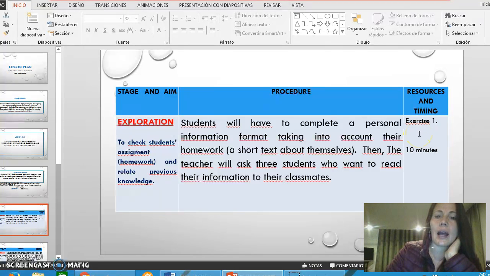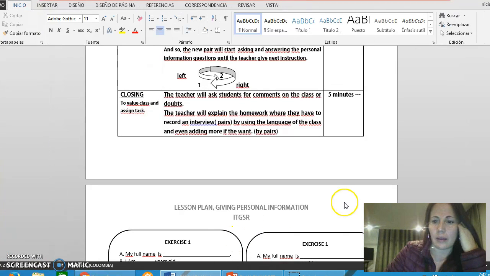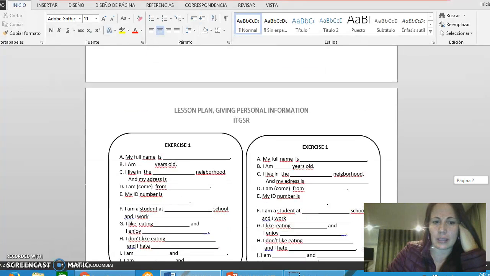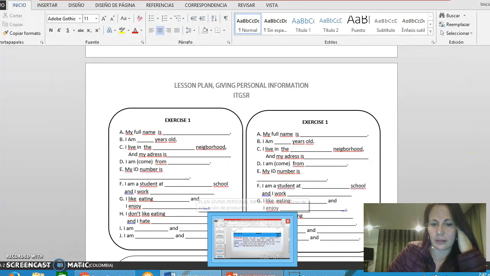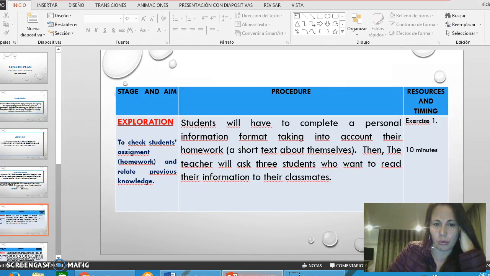The students will have to complete a personal information format, taking into account their homework, a short text about themselves. Then the teacher will ask 3 students who want to read their information to the class. For example, the information format that I'm speaking about is this. This is the exercise number 1. So they have to complete it, and then they have to read it to start the class and to relate the previous knowledge. Yes, this is the first moment of the class.